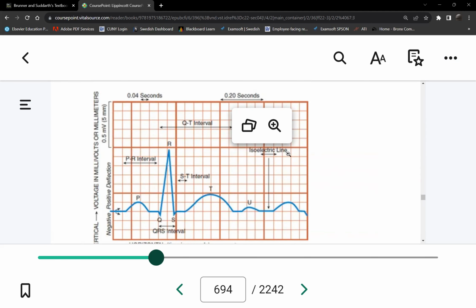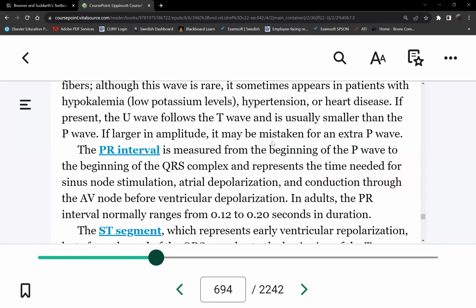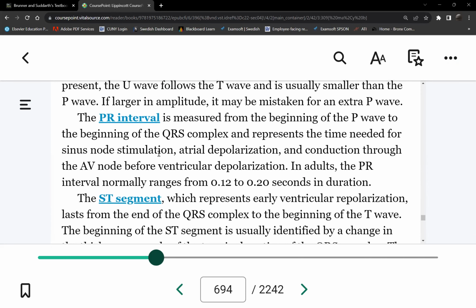So what is the PR interval? Someone read for me, please. The PR interval is measured from the beginning of the P wave to the beginning of the QRS complex and represents the time needed for sinus node stimulation, atrial depolarization, and conduction through the AV node for ventricular depolarization. In adults, the PR interval normally ranges from 0.12 to 0.20 seconds in duration. So how many small boxes is that? It says 0.12, 0.04 per box, so that's 3 to 5 small boxes.